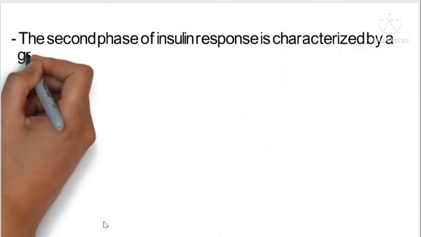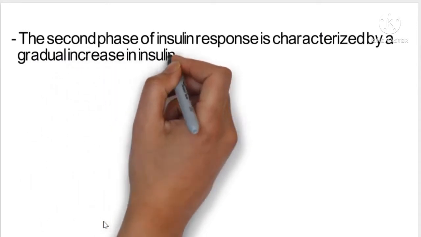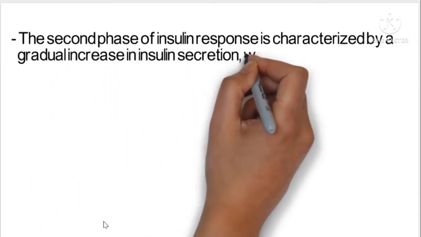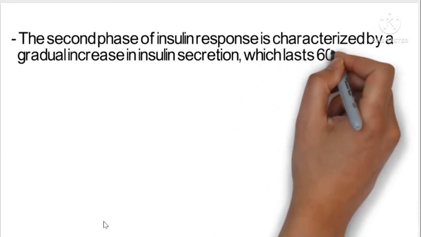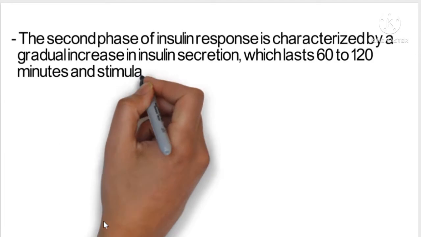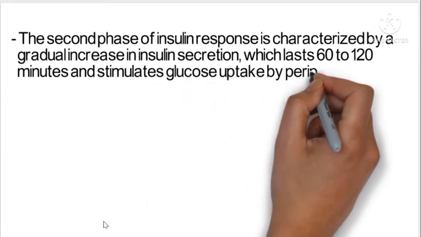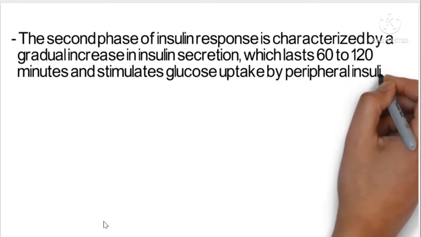In the second phase of insulin response, a gradual increase in insulin secretion occurs that lasts about 60 to 120 minutes. That means about 2 hours. And this stimulates the peripheral insulin dependent tissues to take up the glucose so that the blood values of glucose remain normal.